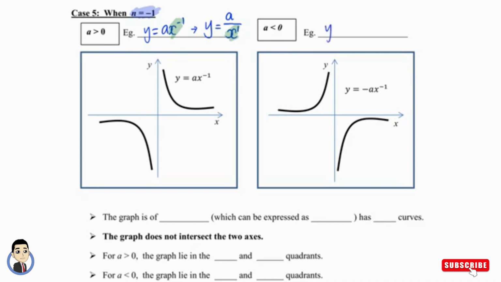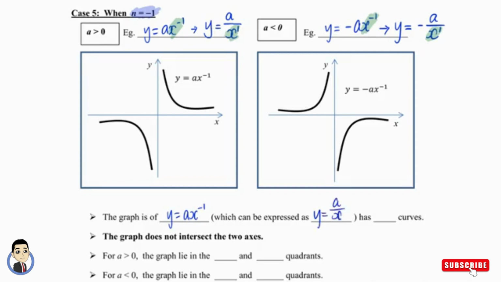Same goes for the case where a is negative. a times x to the power of -1, we can also rewrite as -a over x. x to the power of 1 and x are the same thing. If I rewrite it from numerator to denominator, the power changes. So now this is the graph of y equals a x to the power of -1, which can be expressed as y equals a over x.